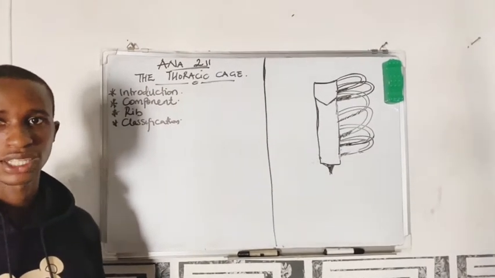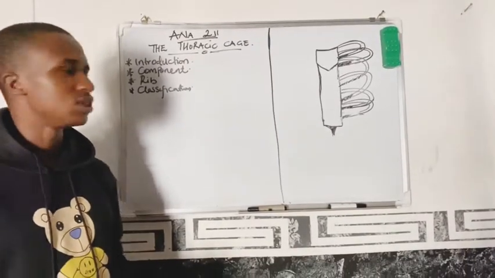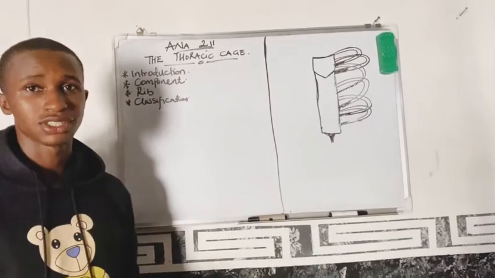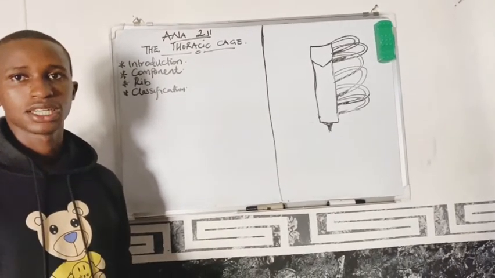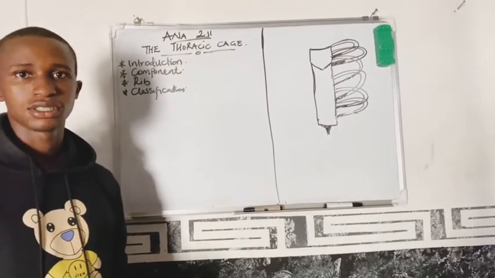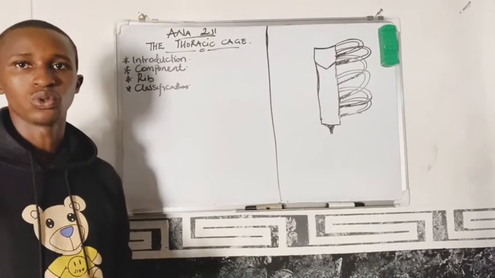We'll be discussing anatomy 211, on the aspect known as the thoracic cage. Without waste of time, let's start with the introduction to the thoracic cage. What is the thoracic cage? The thoracic cage simply means the bony structure that encloses the region of the body known as the thorax.